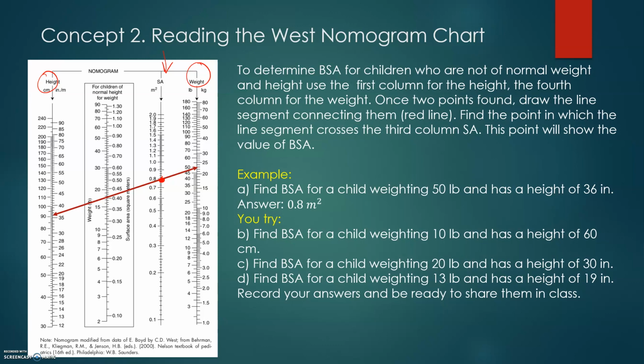Find BSA for a child weighing 10 pounds and has the height 60 centimeters. So pay attention to the units. Also the child weighing 20 pounds and height 30 inches, and then 13 pounds and height of 19 inches. Good luck.